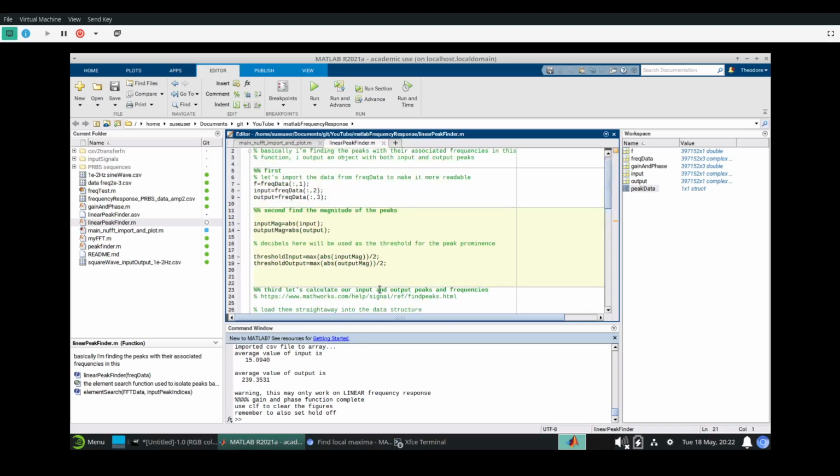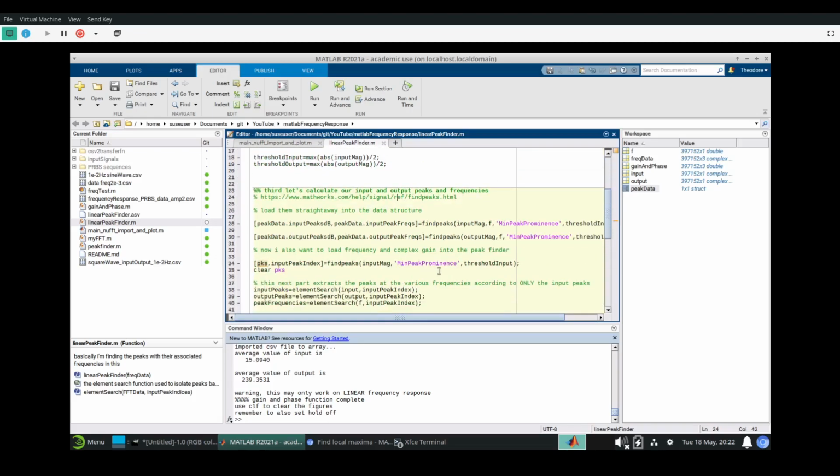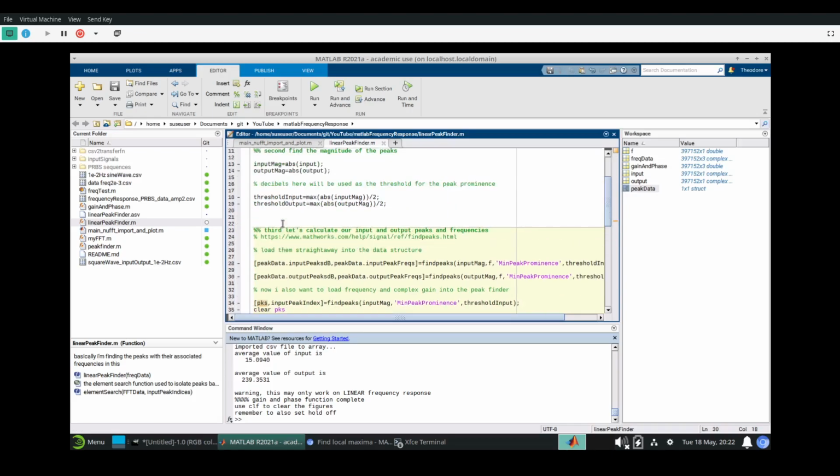Next step is to calculate our input and output peaks and frequencies. Maybe for this output, I'm not going to give it that same threshold, because outputs really depend. The only thing I care about is the input peaks, not the output peaks. So maybe I'll just divide this by 10 or whatever.